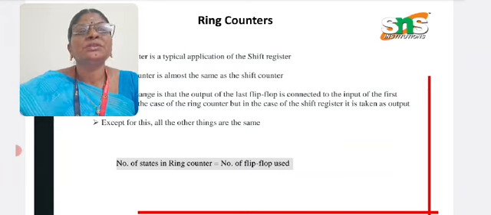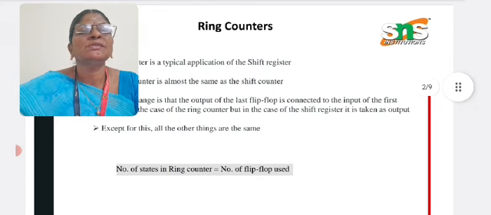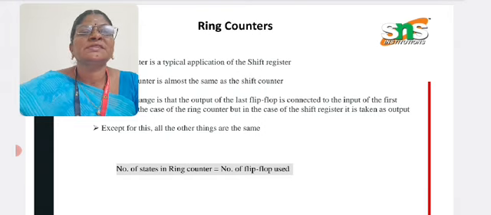A ring counter is almost the same as the shift register. The only change is that the output of the last flip-flop is connected to the input of the first flip-flop in the case of the ring counter, but in the case of the shift register, it is taken as output. Except for this, everything else is the same. The number of states in a ring counter is equal to the number of flip-flops used. So this is all about the ring counter.